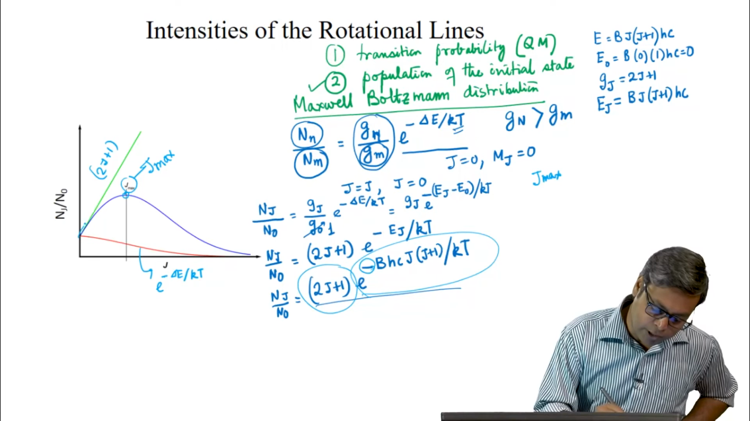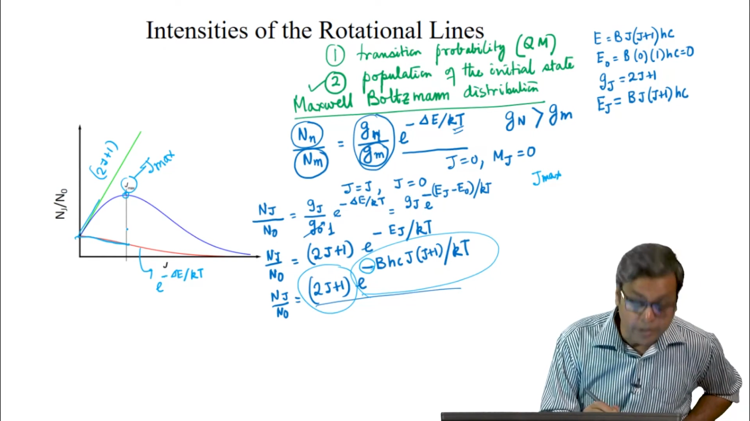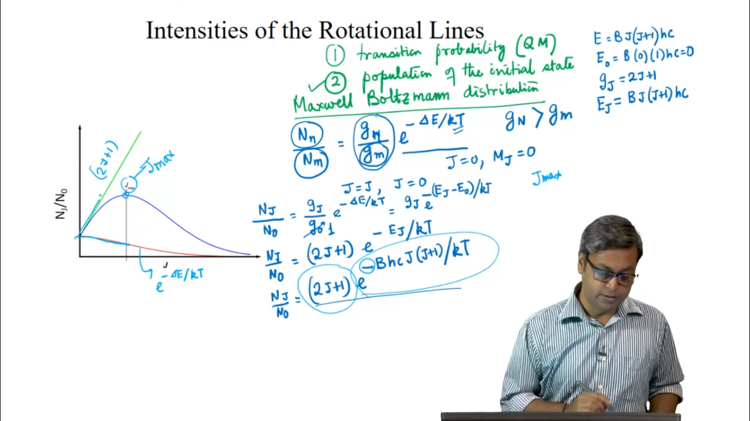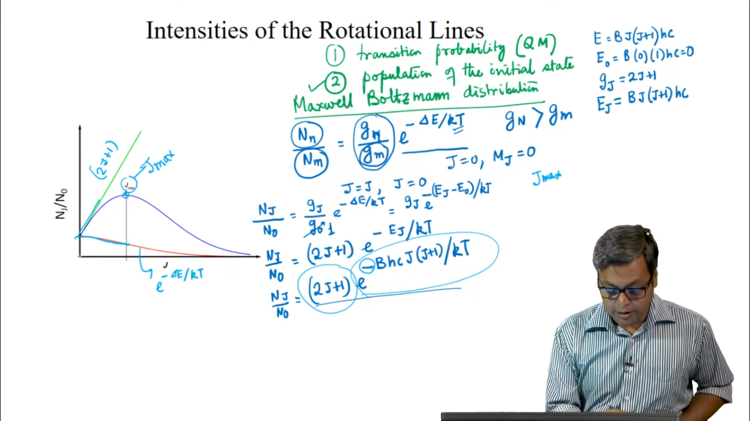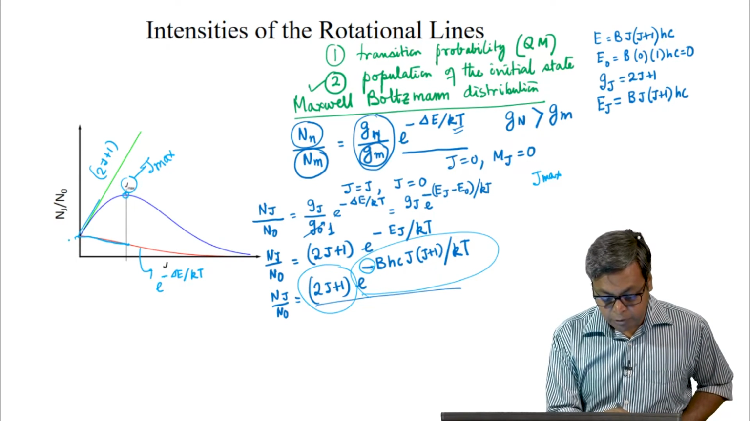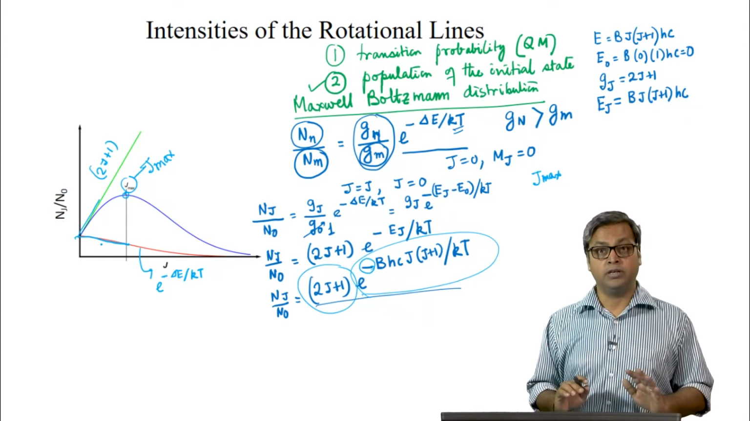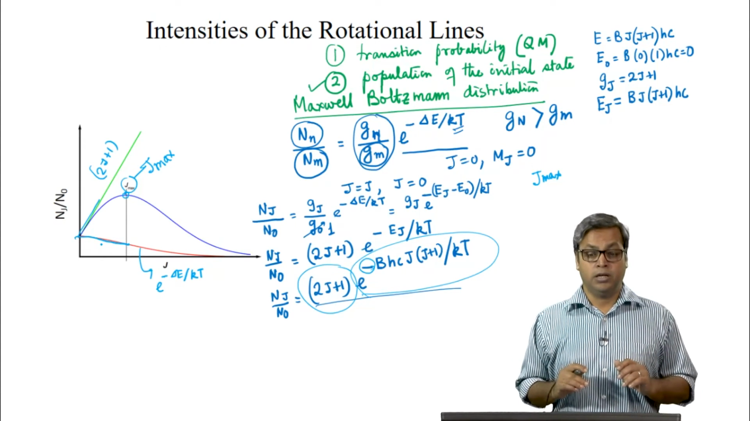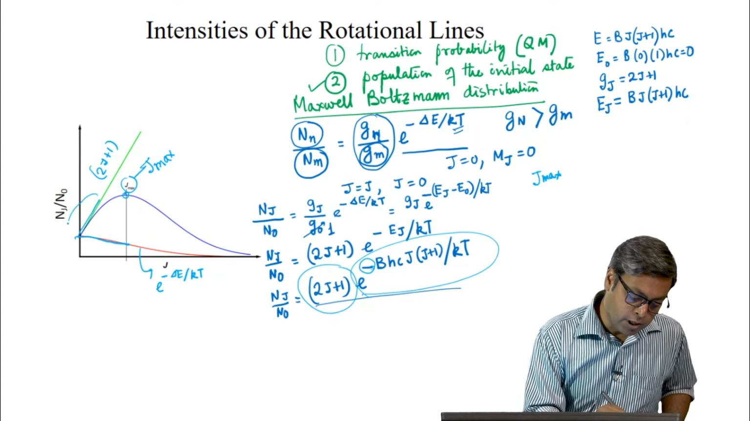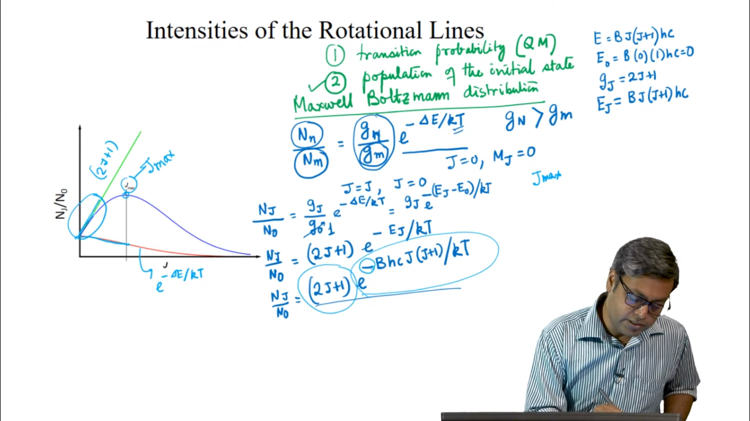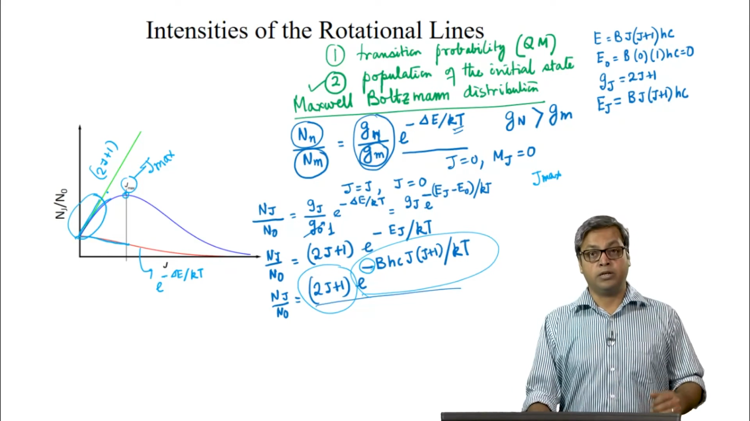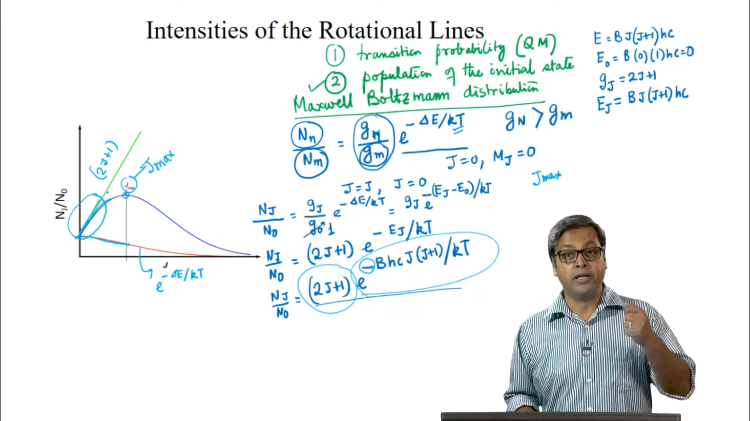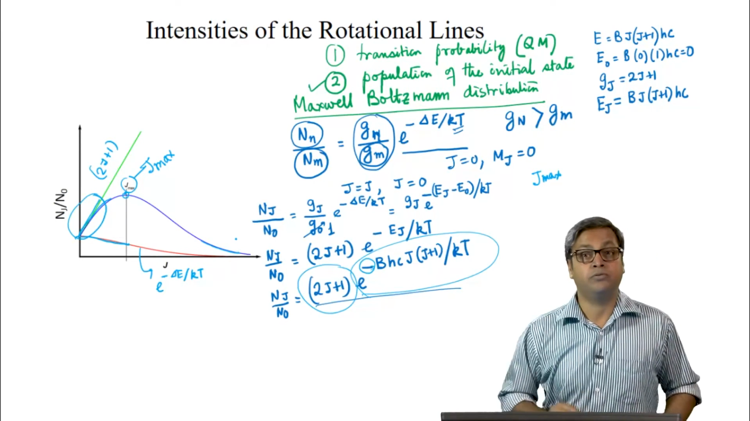So, we can see that the 2J plus 1 factor increases with increase in J, and the exponential term rapidly decreases with increase in J. So, at low J, the 2J plus 1 term makes this increase in this blue curve, but at higher J, the exponential factor wins and n J by n 0 approaches 0.